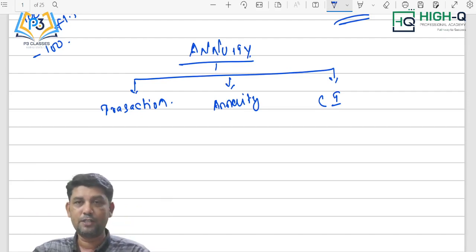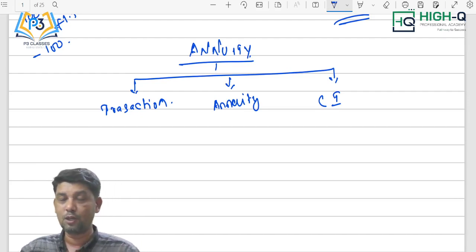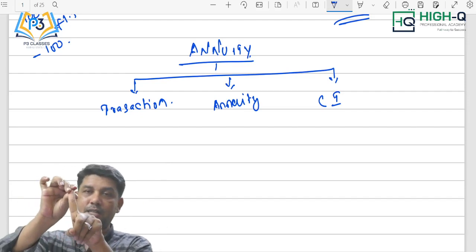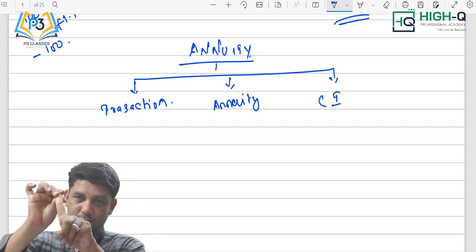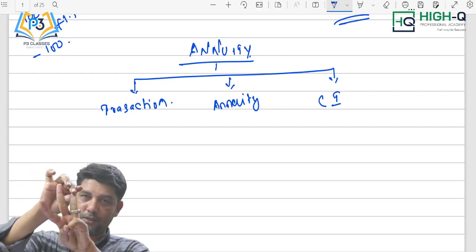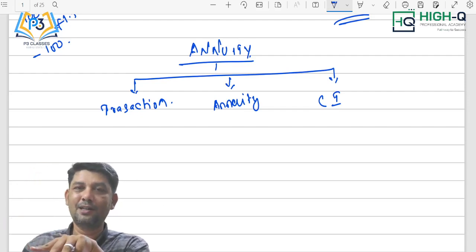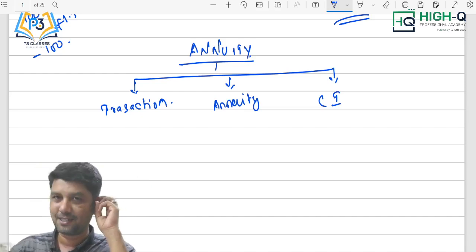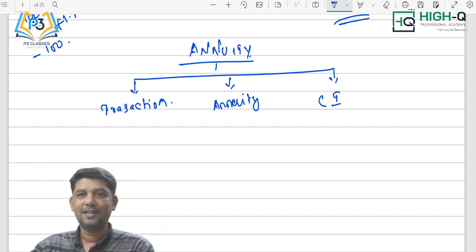When you come to know that this question is based on annuity, what are the 3 thumb rules? First, we need to understand what type of transaction it is, what type of annuity, and what type of interest. That is what you wrote there. You are not telling what the transaction is. Let me come to that point, my dear.